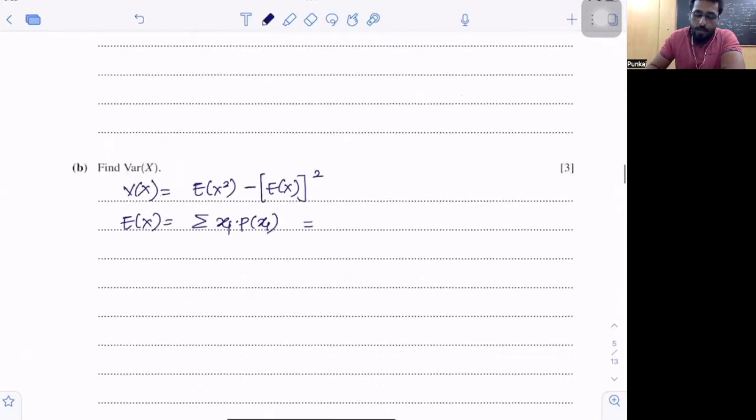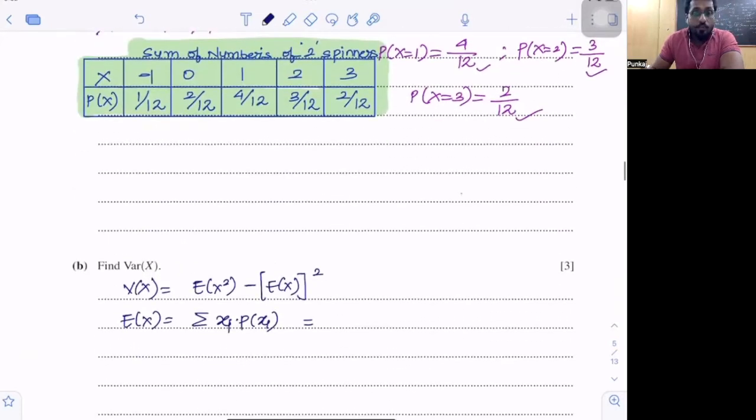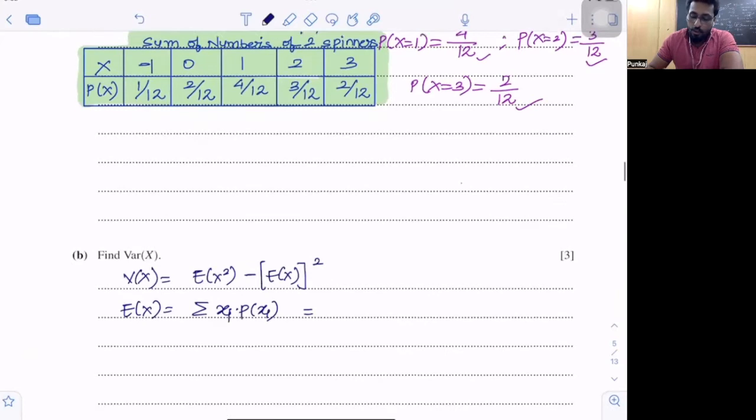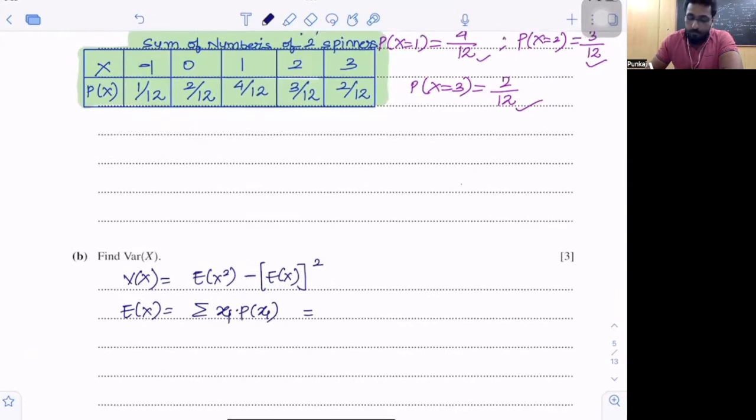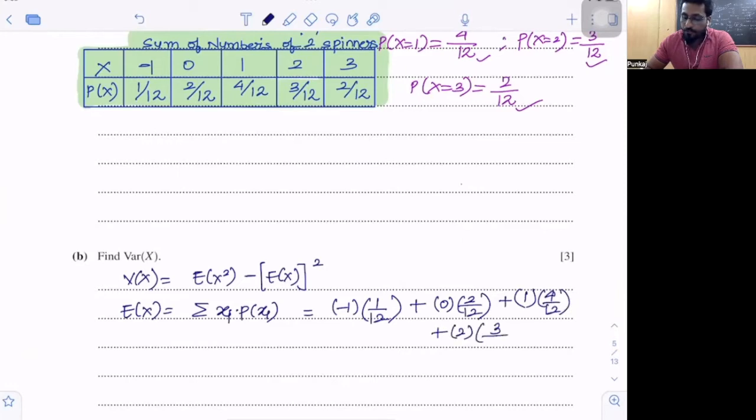So let's go back to the table very quickly. So xi was what? -1, 0, 1, 2, 3, right? And the probabilities are 1 over 12, 2 over 12, and so on. So you simply want to multiply them. So -1 multiplies with 1 upon 12 plus 0 multiplies with 2 upon 12 plus 1 multiplies with 4 upon 12 plus 2 multiplies with 3 upon 12 and 3 multiplies with 2 upon 12.